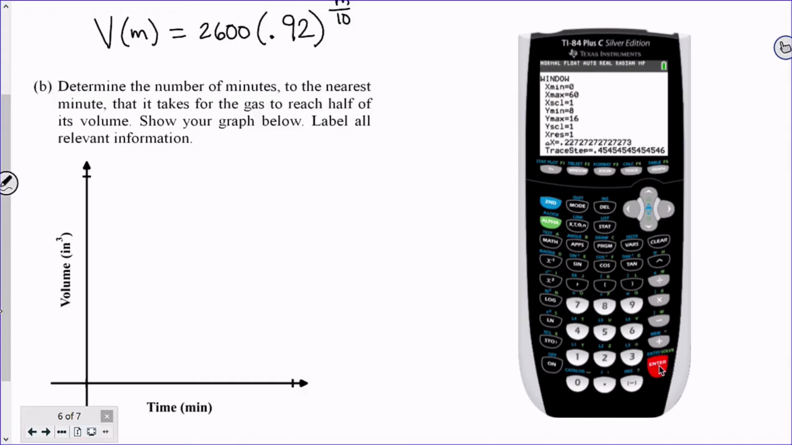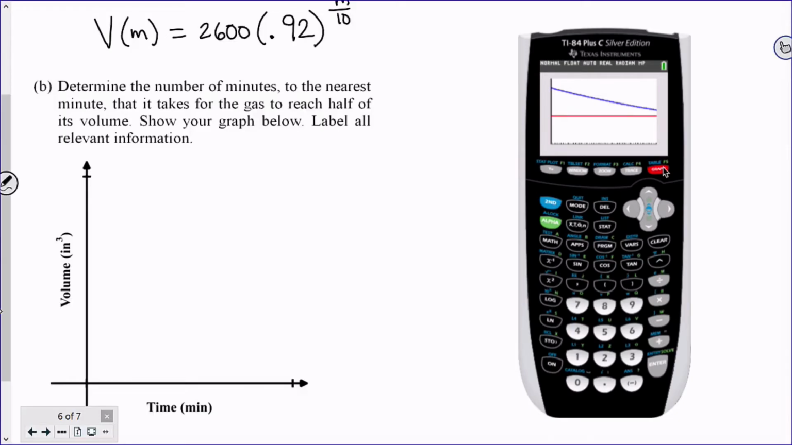The x scale of 1 is fine. Oh, but the y, that's the volume itself. Now we could certainly put a minimum volume of 0 in, but the maximum volume, remember, we're starting off at 2600. So maybe what we'll do is put in a volume of 3000. All right, let's take a look and see what it looks like. Our initial curve, that blue curve, is going to be the volume. And then the second curve that comes on is going to be that half volume.